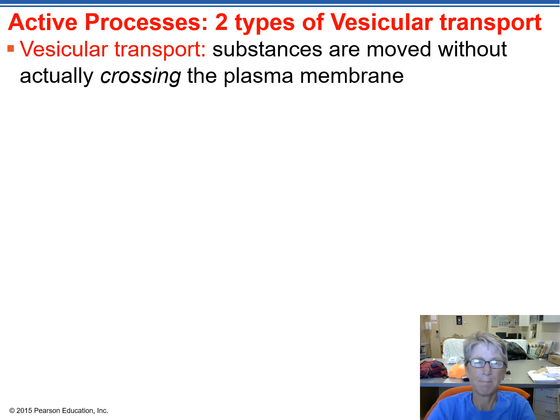All right, more active processes. So there's this thing called vesicular transport, and we've already kind of seen this when we saw the endoplasmic reticulum pinching off a vesicle with a protein in it, and then that vesicle moving to the Golgi apparatus. That was a type of vesicular transport. So a vesicle is just a little transport pod that the cell uses to move things around.